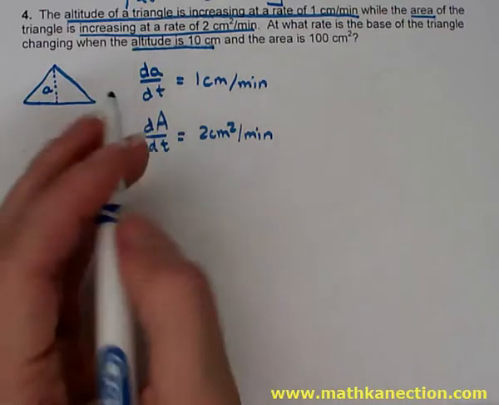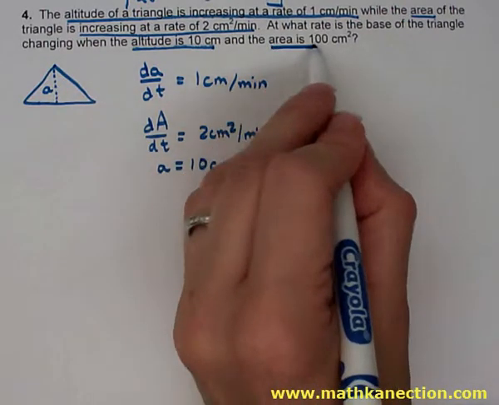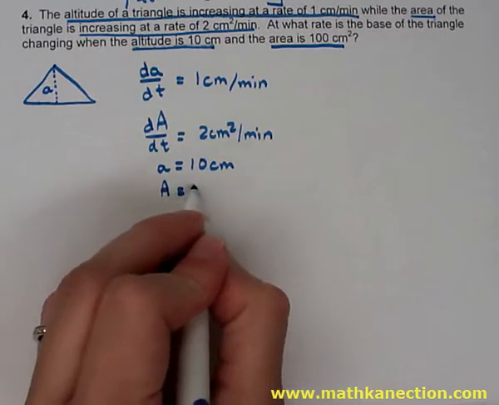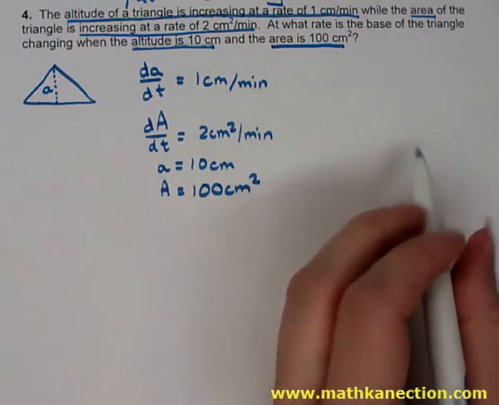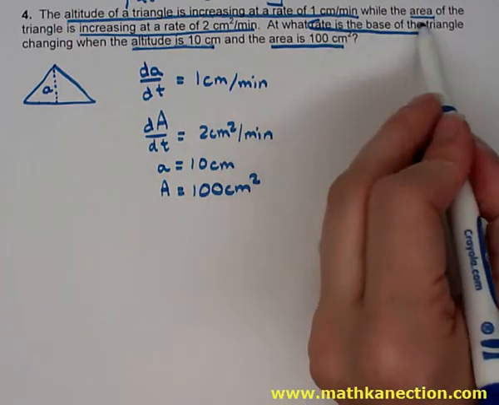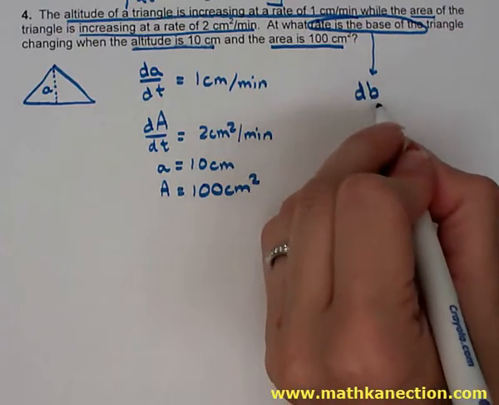Also, the altitude is 10 centimeters, that was given to us. So the a for the altitude is equal to 10 centimeters, and area is 100 centimeters squared. So capital A for area is 100 centimeters squared. The question asks what's the rate at which the base of the triangle is changing. Calling the base b, we're looking for db/dt.